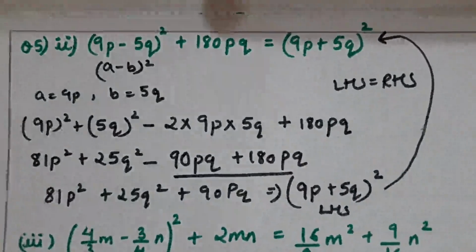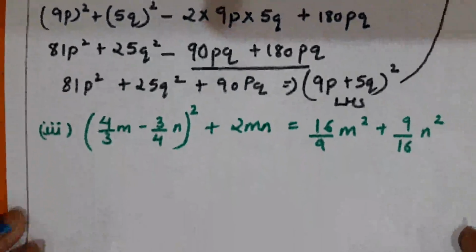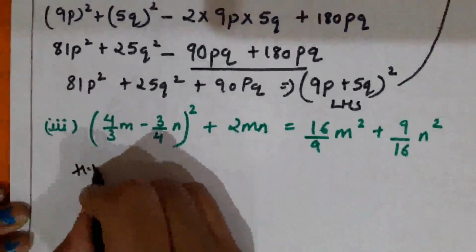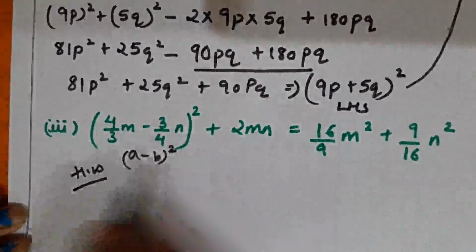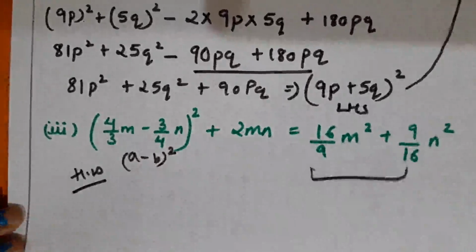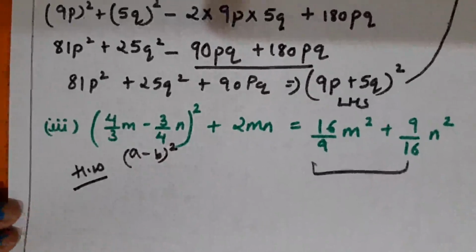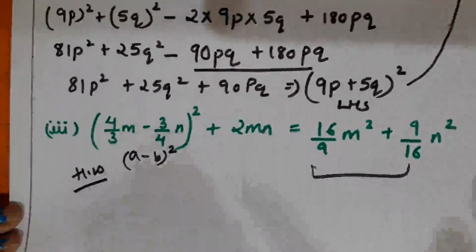Okay, now let's move to the next part, third part. This part I am giving you as homework. Apply a minus b whole square, then you will get this automatically. Okay, I hope you are able to do this. Let's move to the next part.